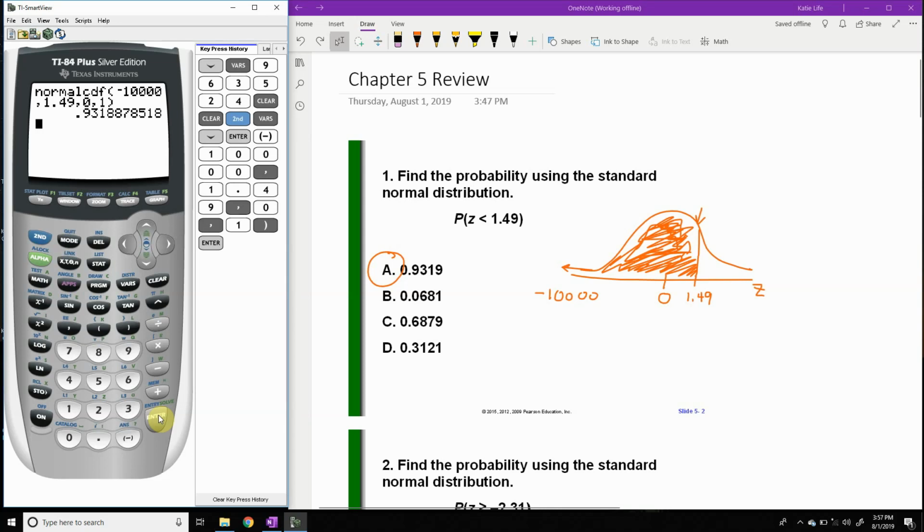Okay, so you can use the table, the z-score table, or you can use the normal CDF function, which is, again, you want to do the lower bound, then your upper bound, then your mean, and then the standard deviation. Those are going to be the 4 inputs into that function in order to come up with the area shaded under the curve.